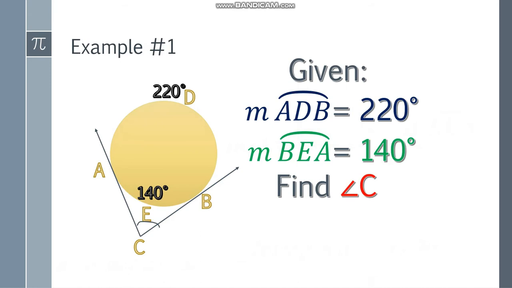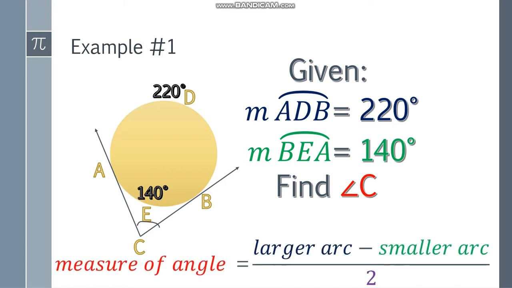Let's have the first example. We are given the measure of the larger arc, that is 220 degrees, and the measure of the smaller arc, which is BA, that is 140 degrees. Now, we are asked to find the external angle, which is angle C. How are we going to find that? We have the formula, larger arc minus smaller arc. The answer to that one, we have to divide by 2.